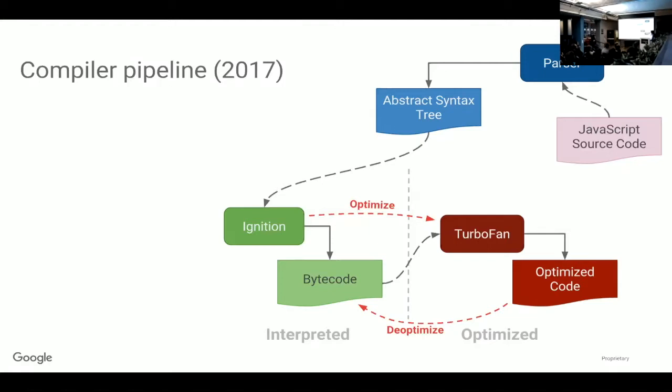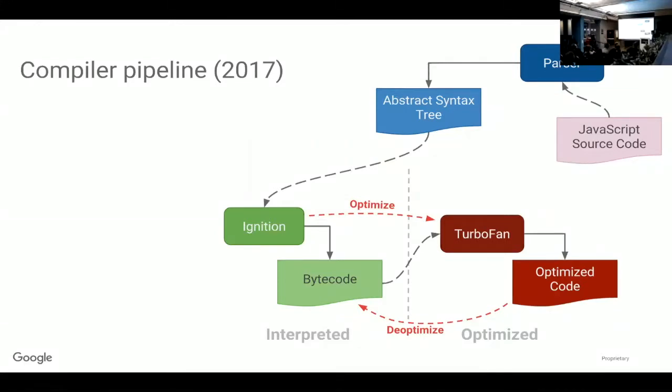It gets to real machine code. This is the part where it's really fast. You can look at it like the JVM bytecode. Anyone ever worked with Java? No Java? Yeah, some? Okay. That's Ignition and that's TurboFan.